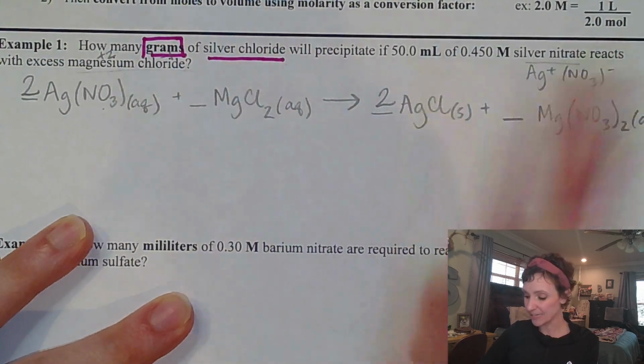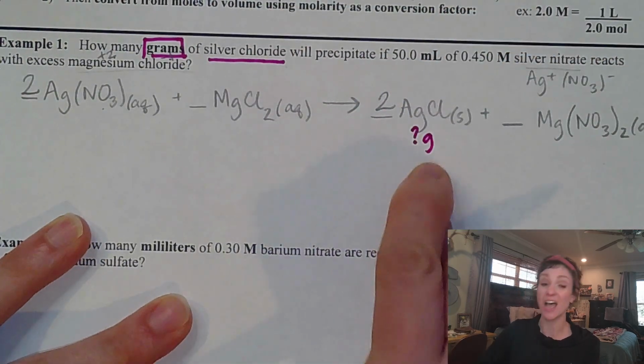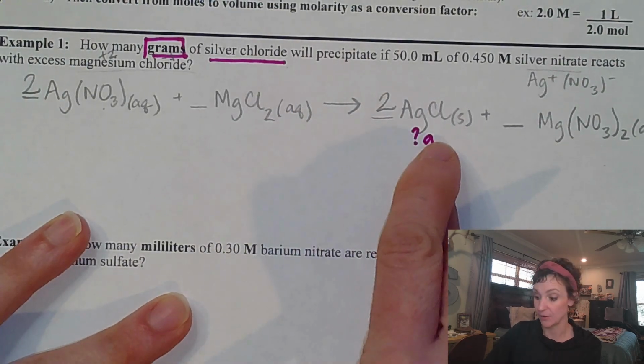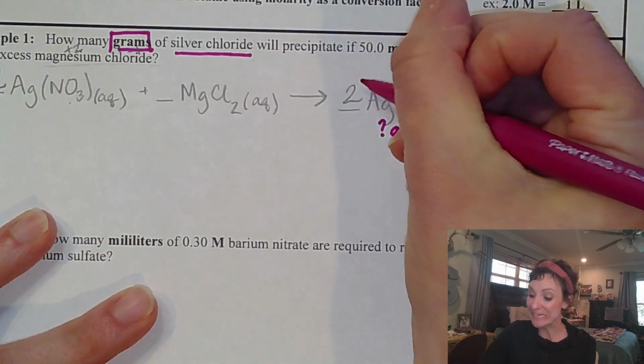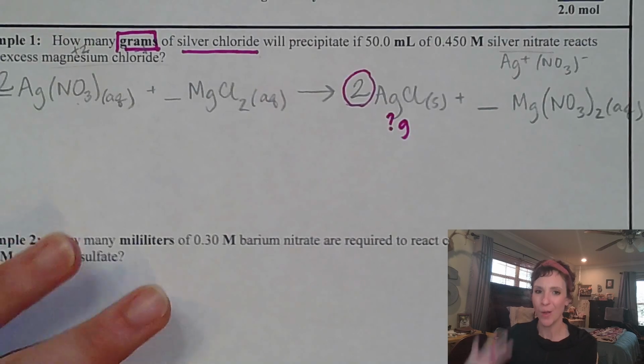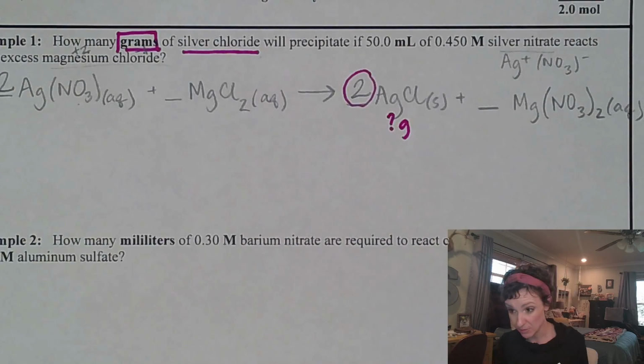So I always like to map out what it is I'm solving for and write it underneath that substance in the chemical reaction, because all stoichiometry needs this mole ratio step, so I can more easily visualize and remember what coefficient I need to grab when I get to that mole ratio step. Okay, so that was where I'm going to.